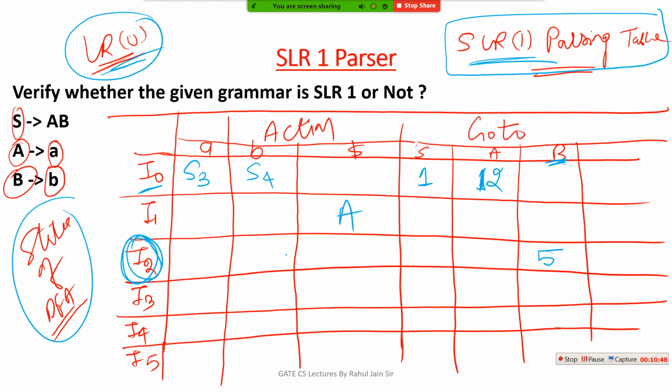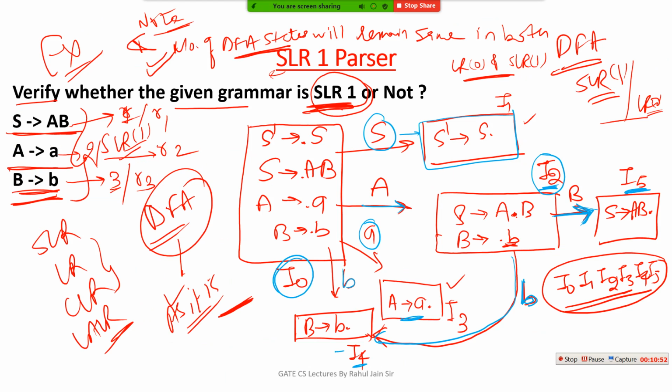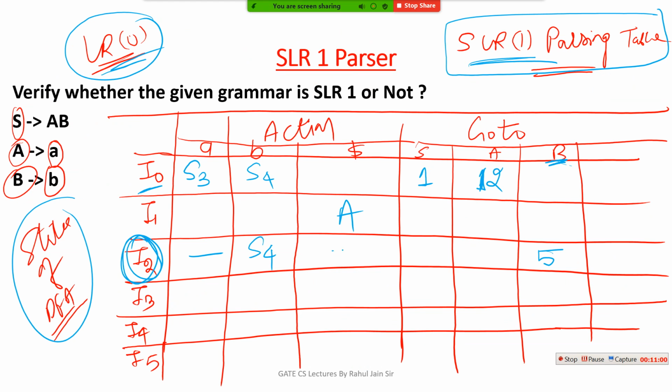On small b, it is S4, and all the remaining entries will be left blank, because it only has two transitions, on non-terminal B and terminal B. So the remaining will be left blank as it is. Okay guys, I hope it is clear to you.